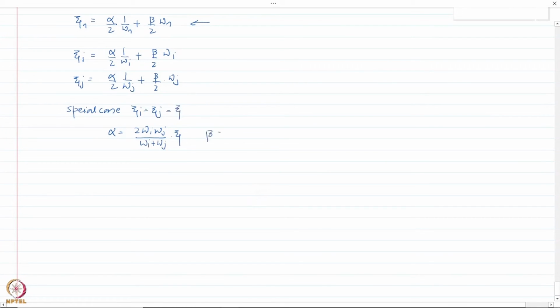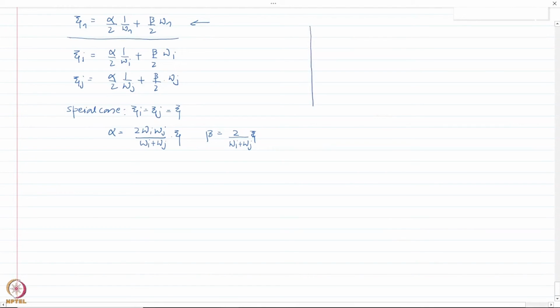Okay, and beta can be written as 2 by omega i plus omega j times zeta. So for a special case, if for the two modes the same damping value zeta is specified, then we can utilize this expression. And once alpha and beta are known, we can just use this expression here to find out the damping for any other mode.